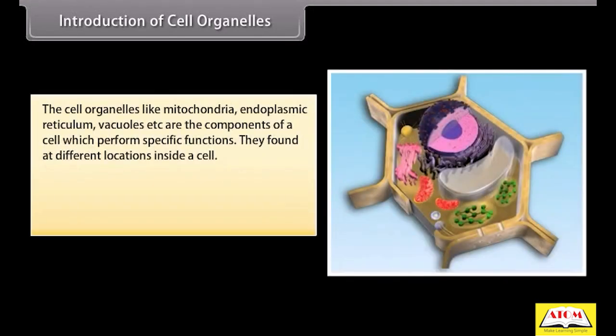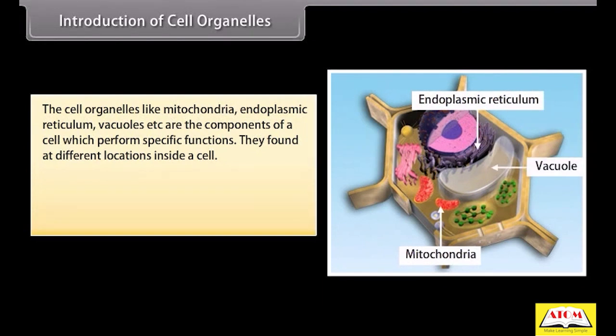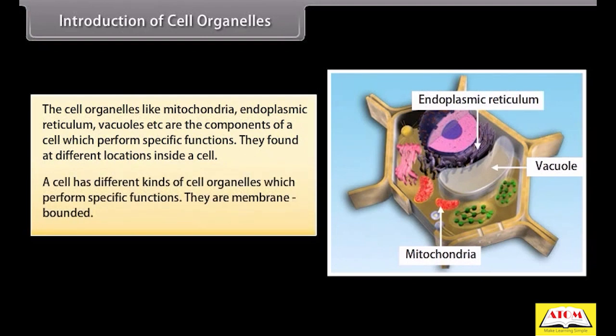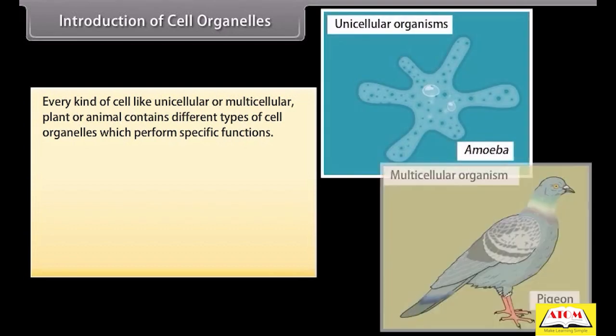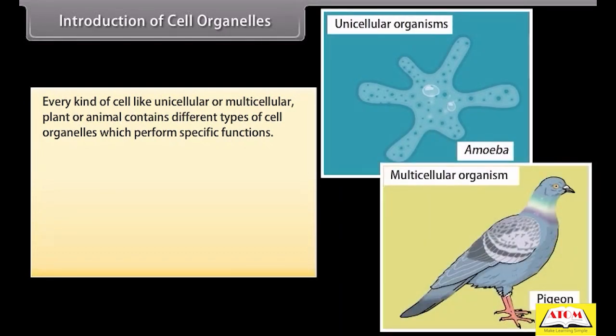Introduction of cell organelles. The cell organelles like mitochondria, endoplasmic reticulum, vacuoles, etc. are the components of a cell which perform specific functions. They are found at different locations inside a cell. A cell has different kinds of cell organelles which perform specific functions. They are membrane-bounded. Every kind of cell, like unicellular or multicellular, plant or animal, contains different types of cell organelles which perform specific functions.